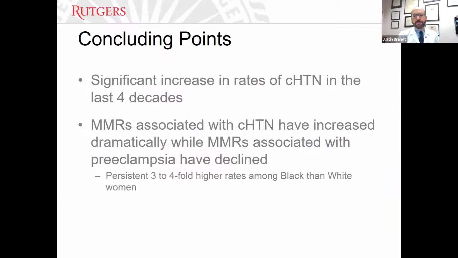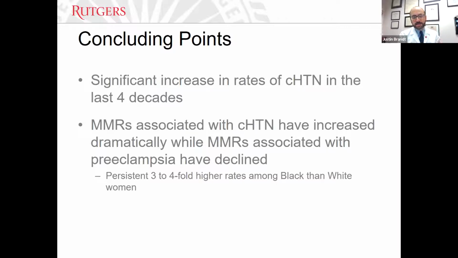So here are some of my concluding points. We have seen a significant increase in the rates of chronic hypertension in the last 4 decades in the United States. We've seen maternal mortality ratios associated with chronic hypertension increase, while those associated with preeclampsia have declined. So we're doing better with preeclampsia. We need to focus on chronic hypertension.